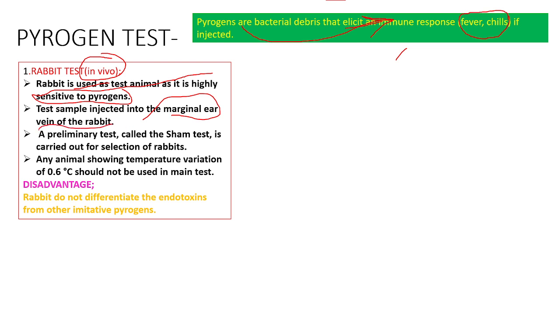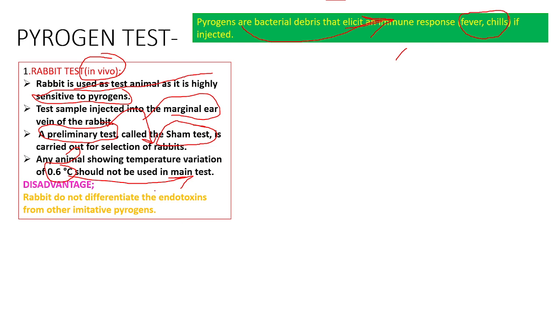Next, we need to perform the preliminary test. We perform the preliminary test for the selection of rabbits. That preliminary test we can also call a sham test. If any animal shows a temperature variation of 0.6 degrees centigrade in the preliminary test or sham test, that rabbit cannot be used in the main test.